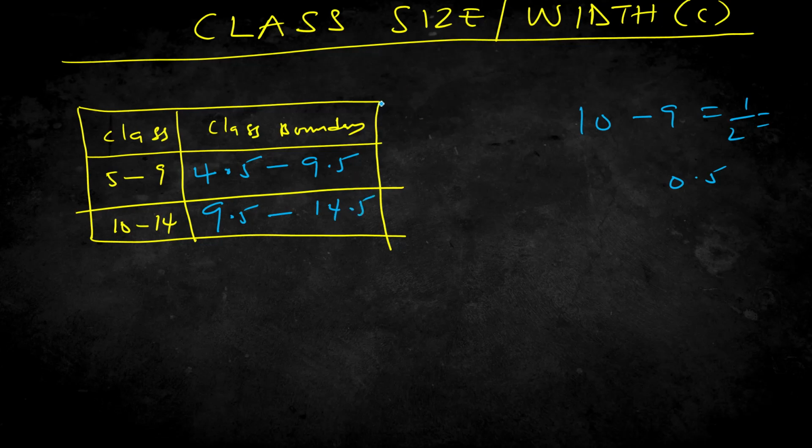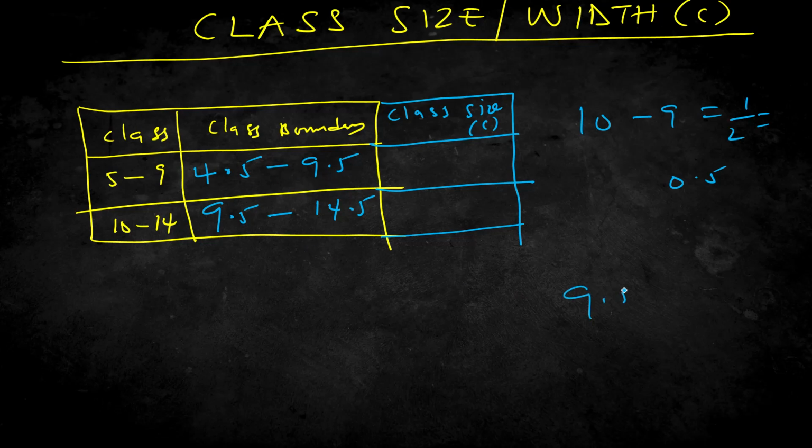So let's create a column for the class size now that we know the class boundaries. So we have class size. What we are going to do is find the difference here. So we have 9.5 minus 4.5, so we have 5, so this side is 5.